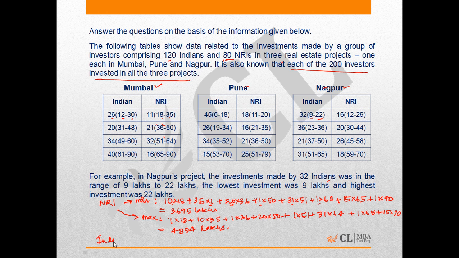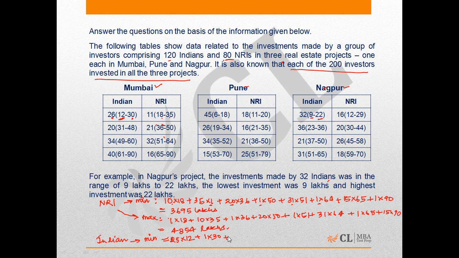Similarly, calculating the range of the investments made by an Indian, the minimum is going to be, out of these 26 people, 25 people making an investment of 12, while only one person makes an investment of 30. So we are giving more weightage to the lower side. So the calculation will come out to be 25 people making 12 lakhs and just one person making 30 lakhs.